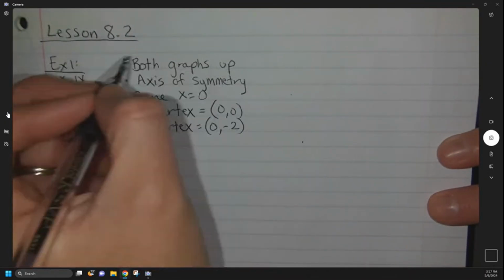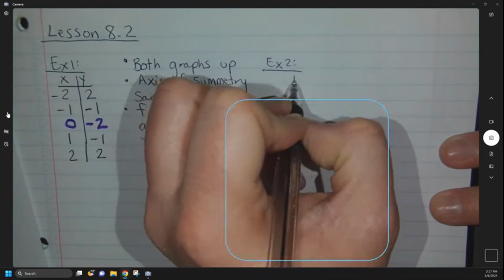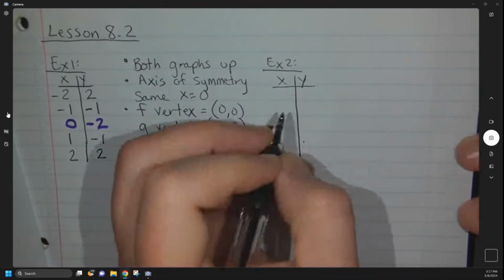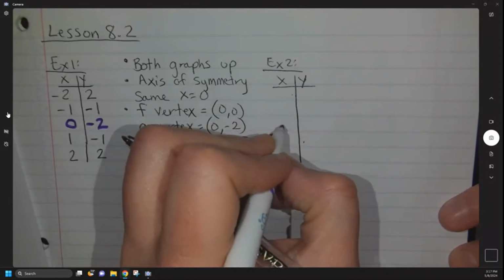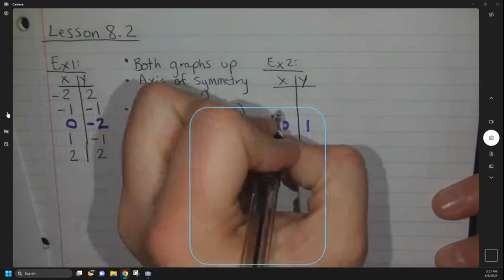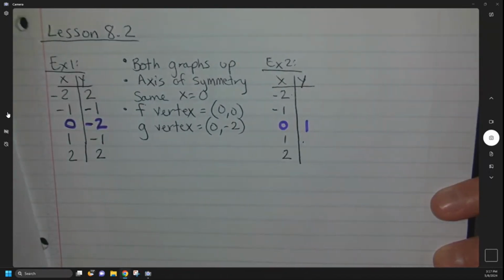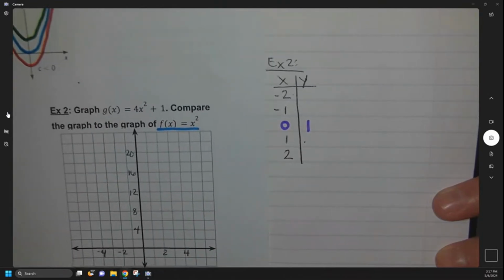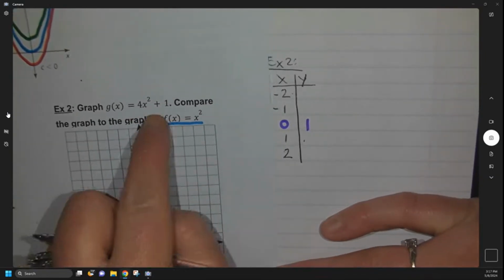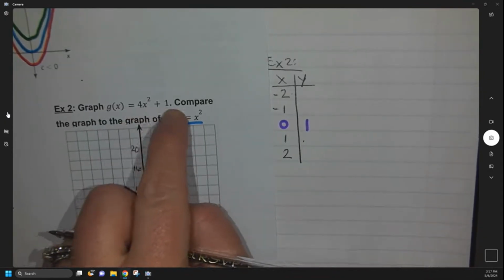So we've got example 2. We know that our vertex was at (0, 1). We're going to go a couple above and a couple below, so we'll go negative 1, negative 2, and then 1 and 2. Looking at my function, 4x squared plus 1, first I have to do the x squared. Negative 2 squared is 4. 4 times 4 is 16. 16 plus 1 is 17.